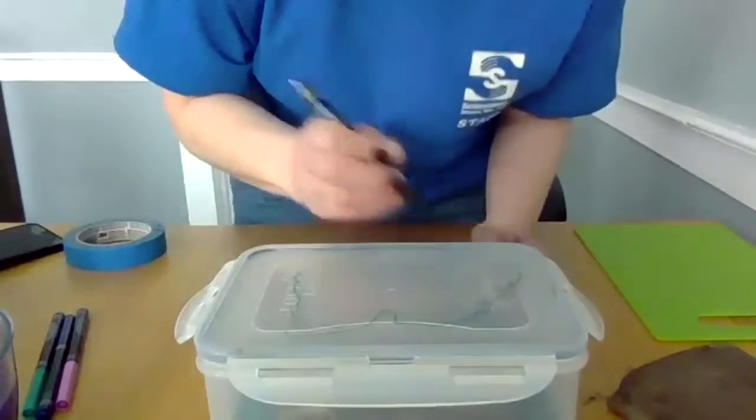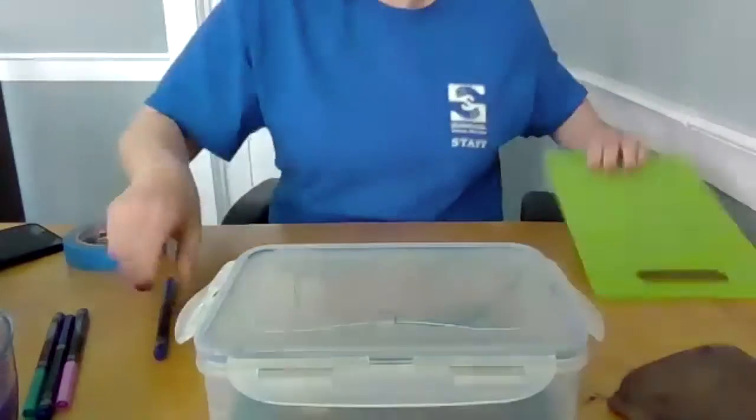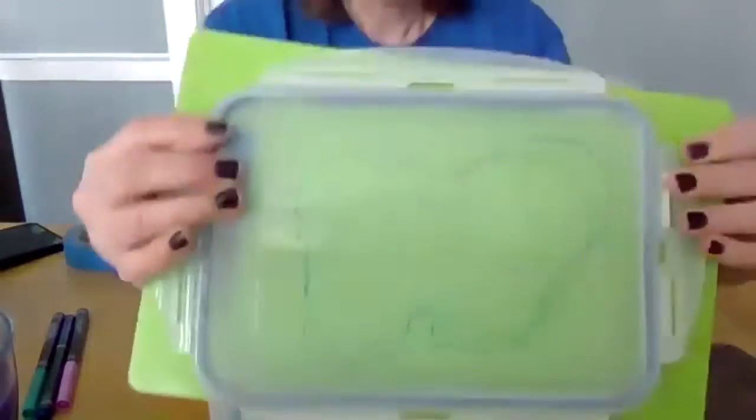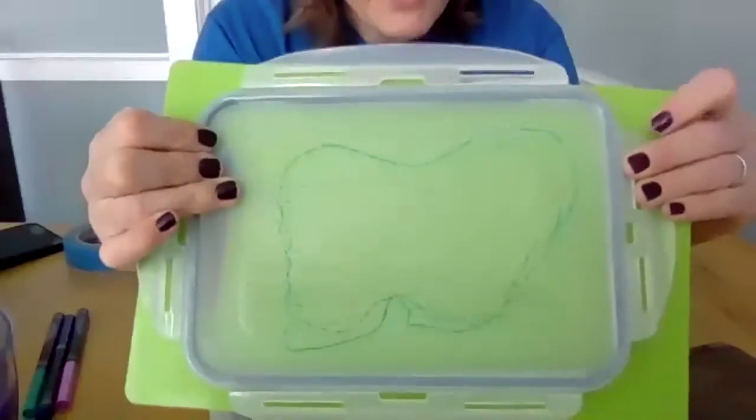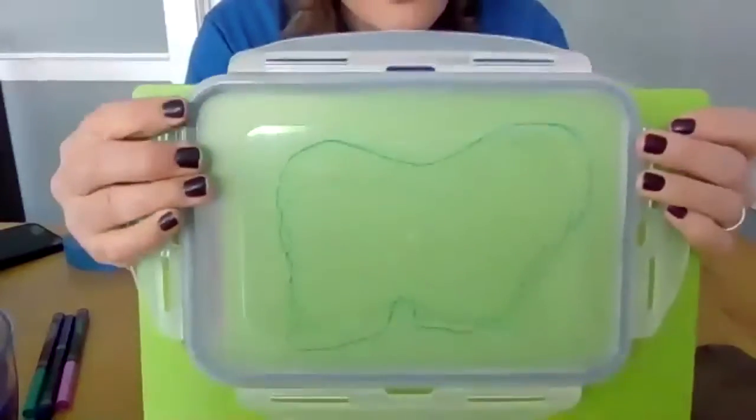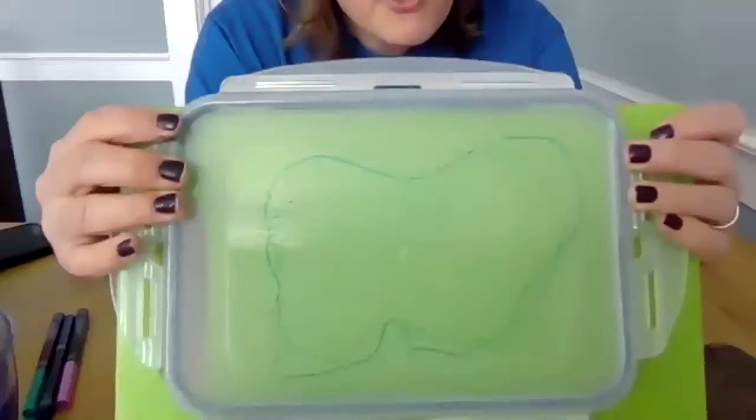Okay. So now you can see what the edge of your island looks like once you have water. That blue didn't show up very well. We won't use that blue again. Okay.